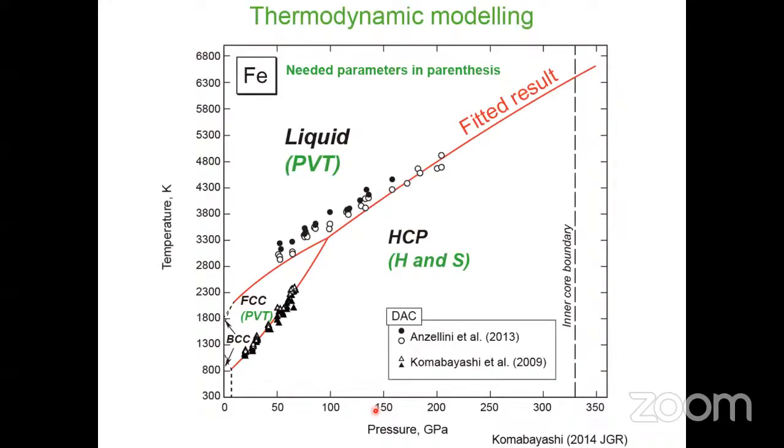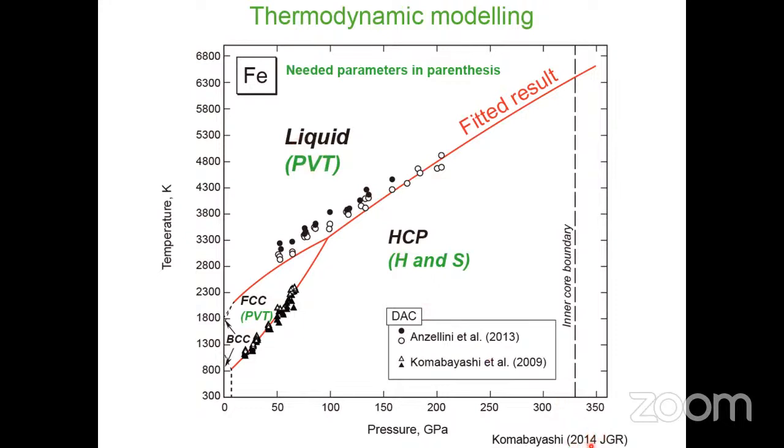So let me summarize the iron database first. This is the stability diagram for iron. This is a temperature versus pressure diagram. Here is 1 bar, 300 Kelvin, and this is the inner core boundary pressure, 330 GPa. This is the outer core, inner core boundary. The major phases that we needed to constrain are the FCC structure, the HCP structure, and liquid.